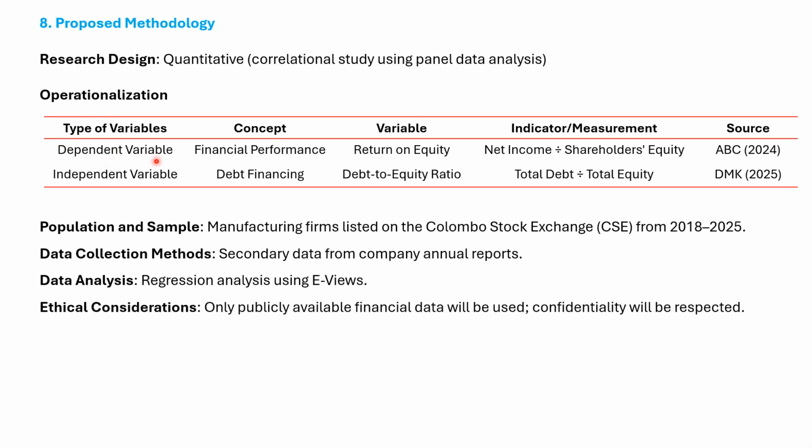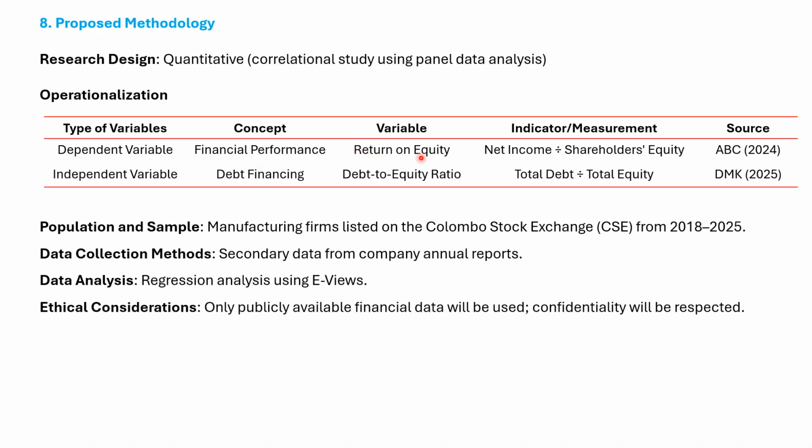Now we have our dependent and independent variables. So financial performance is the dependent variable and the debt financing is the independent variable. So this is the concept, as you can see here. Then here I have indicated I am using ROE, or the return on equity, as a variable to capture the financial performance. And I'm using debt to equity ratio as a variable to capture the debt financing.